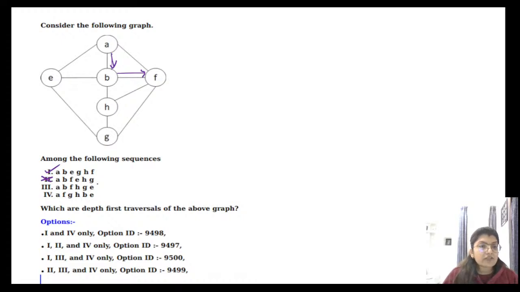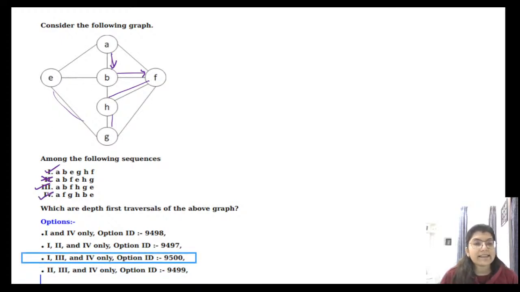A, B, F, H, G, E. So A, B, F, then H, then G, and then E. Correct. Then A, F, G, H, B, E. So this one is also correct. The correct answer is option number C. That is 1st, 3rd and 4th are your correct sequences for depth first traversals.